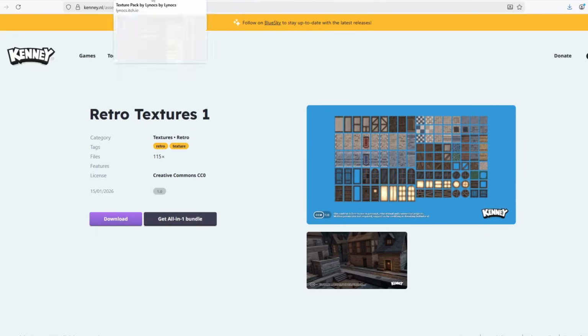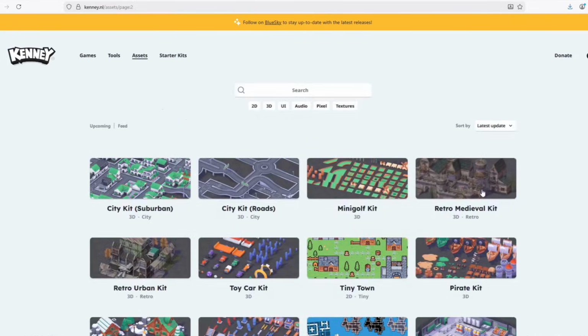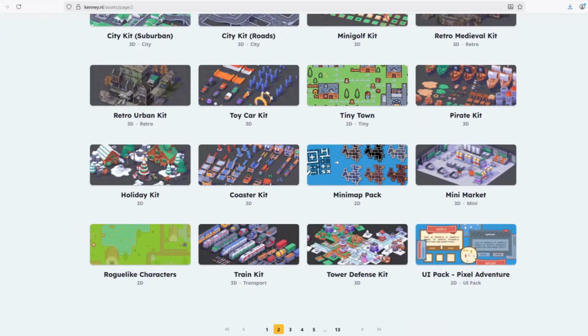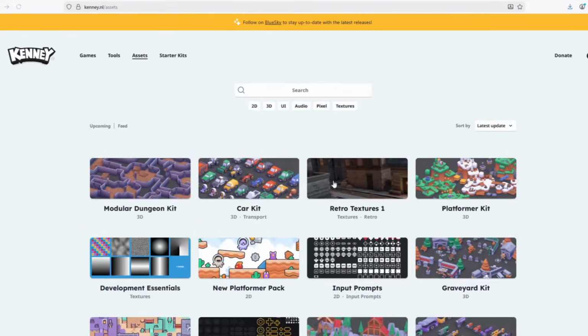And Kenney is really great because he has tons of free assets that are all licensed under the Creative Commons so that you can do anything that you like with them. So we're probably going to come back to Kenney quite a few times in the series. He has things from 2D assets, UI, sound effects, 3D models, and there's a huge range of styles.